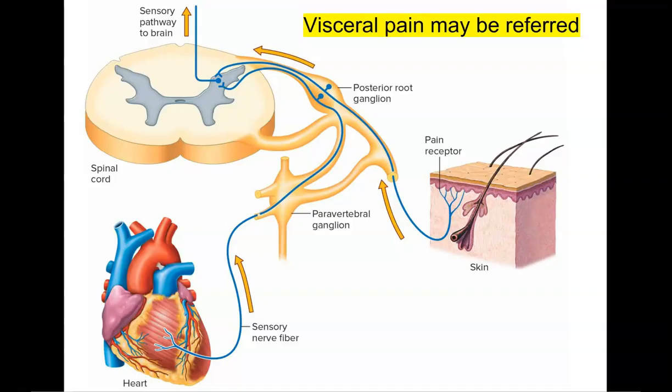Sometimes pain might actually feel like it's coming from a different area. For example, here, pain originating from the heart may feel like it's coming from the skin because sensory impulses from the heart and the skin will follow common neural pathways to the brain. So it makes you think that your arm is hurting when it's actually a portion of your heart that's hurting.